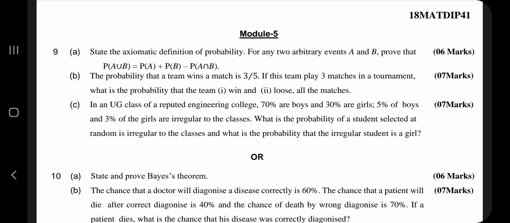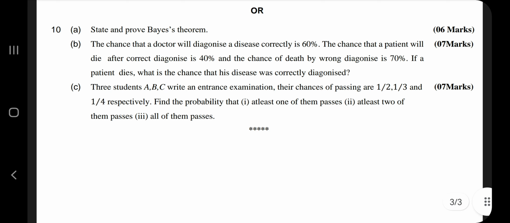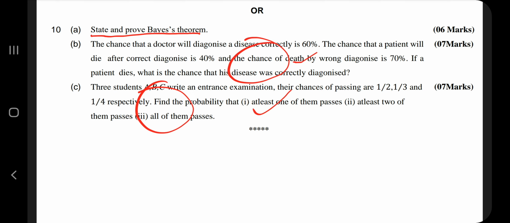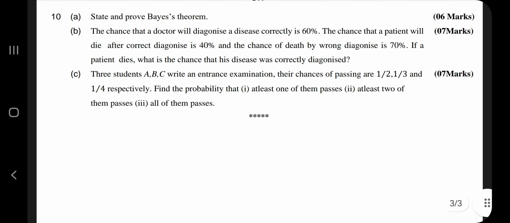Another type of question is where we have to use Bayes theorem or the conditional probability. State and prove the Bayes theorem, both you need to know. And here is the question, and here's another question. I'll be explaining in this video how you have to do each type of question, and I'll be teaching you some shortcuts which can help you score more marks in less time. Fine, so let's get started.